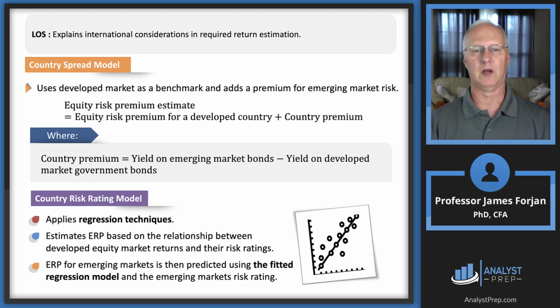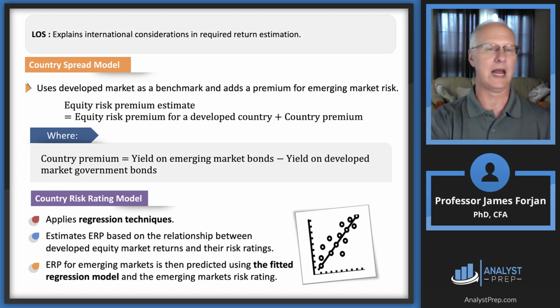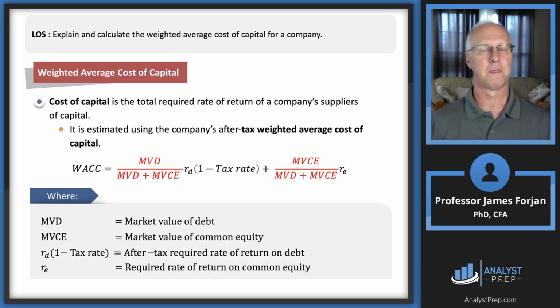Now we can use a rating model where we get out our Yahoo Finance and use our Excel spreadsheet to use some regression techniques to be able to come up with this country premium as well. This is the super simplest of all slides that I could give you here. Weighted average cost of capital.